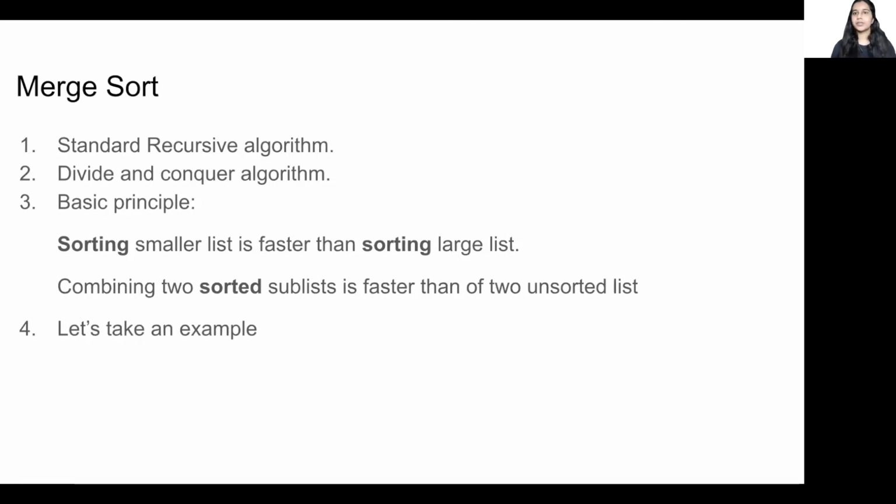Now, why is it so important? Because it is based on this principle which states that sorting of a smaller list is anytime better than sorting of a larger list. And similarly, merging of a smaller list is better than merging of a larger list. So this is the true motive behind Mozart.